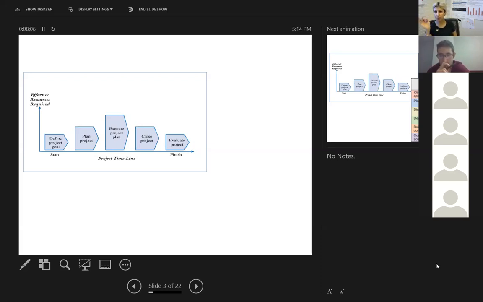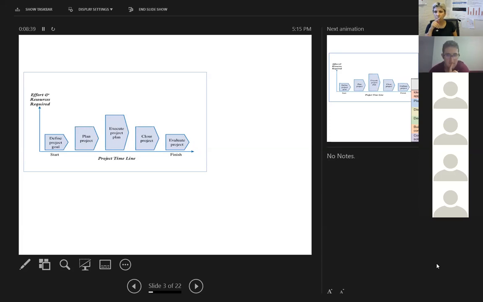It shows the phases that we saw in my last example. It starts with defining the project, planning the project, executing the project plan, closing, and evaluation. So it's the order of things that are done during a project. We call this project life cycle phases. And yes, it talks about the amount of effort and resource required to complete each phase. So go ahead, Robert.